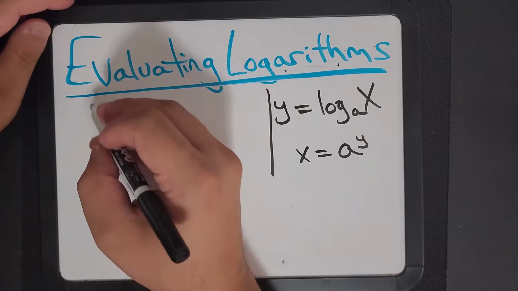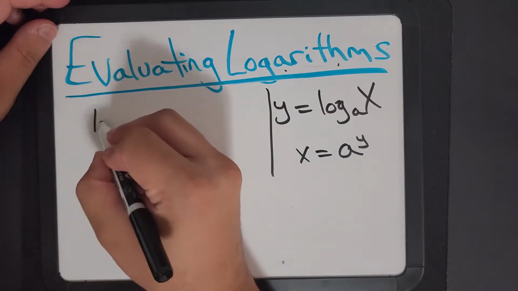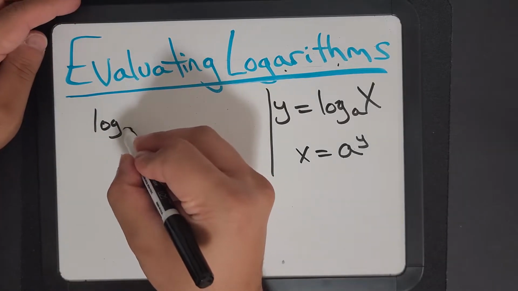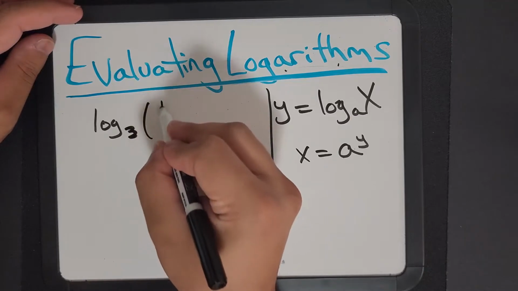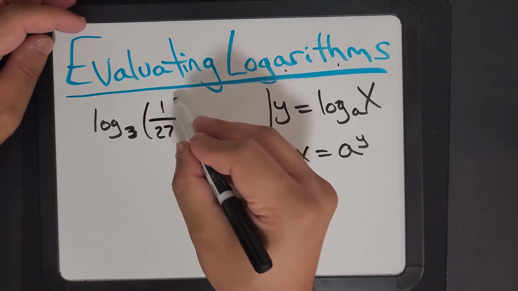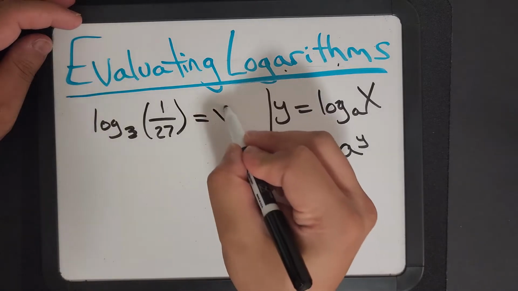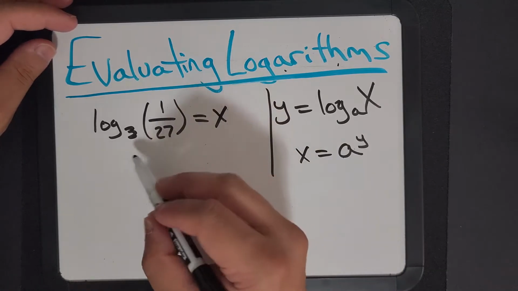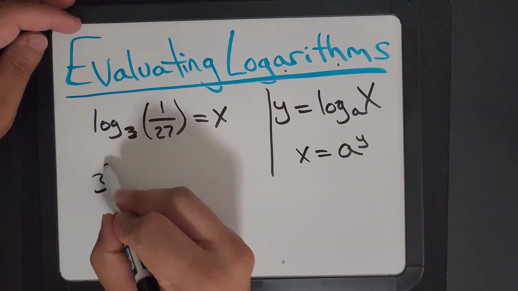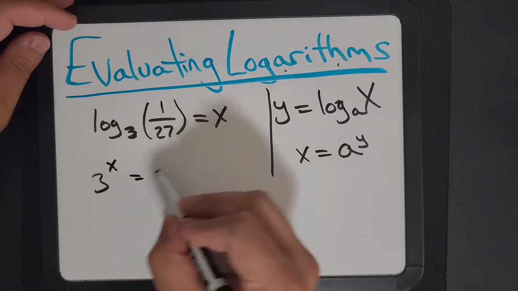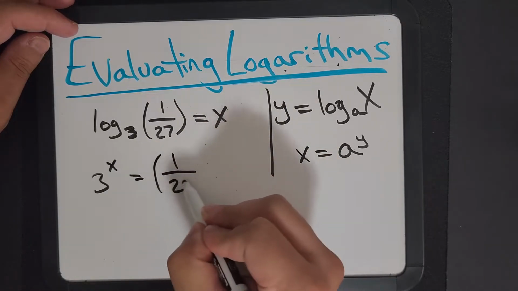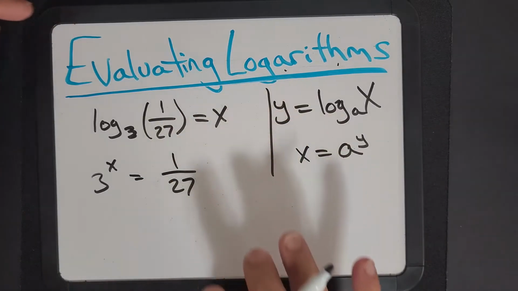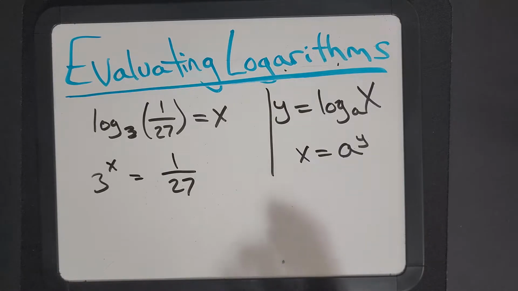Let's do another one. Let's do log, say, base 3, of 1 over 27 is equal to x. So, same formula: 3 to the power of x is equal to 1 over 27.